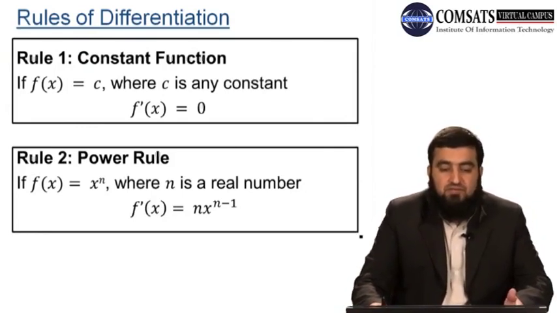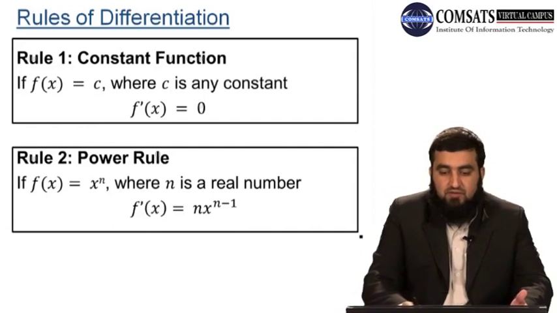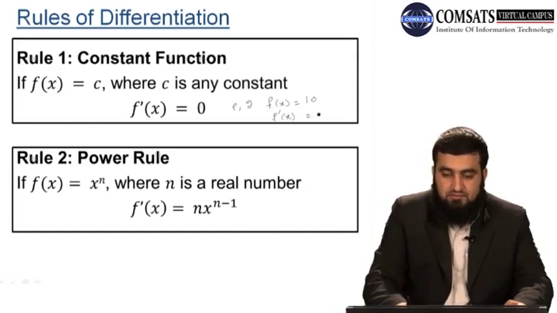Rule number 1 is for the constant function. If f of x is equal to c, where c is any constant, then f prime of x is equal to 0. So if your function f of x is a constant function, then its derivative will be 0. For example, if f of x is equal to 10, then f prime of x will be 0.